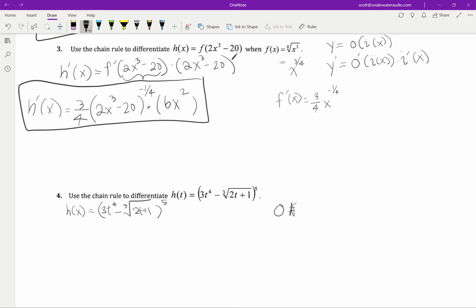The eraser's gone missing. Okay, no eraser today.